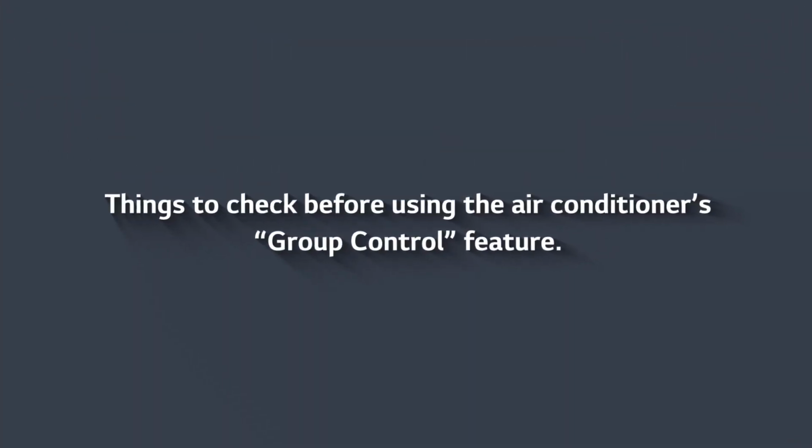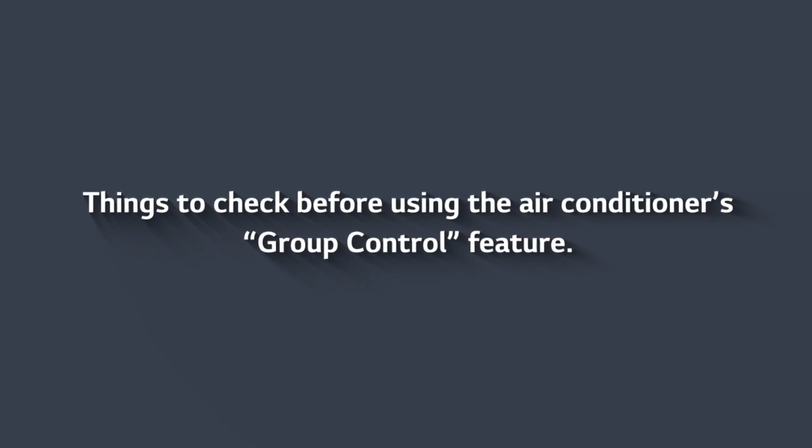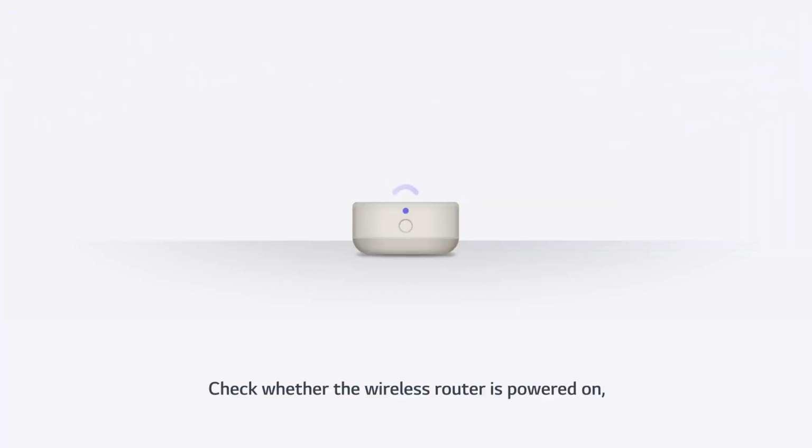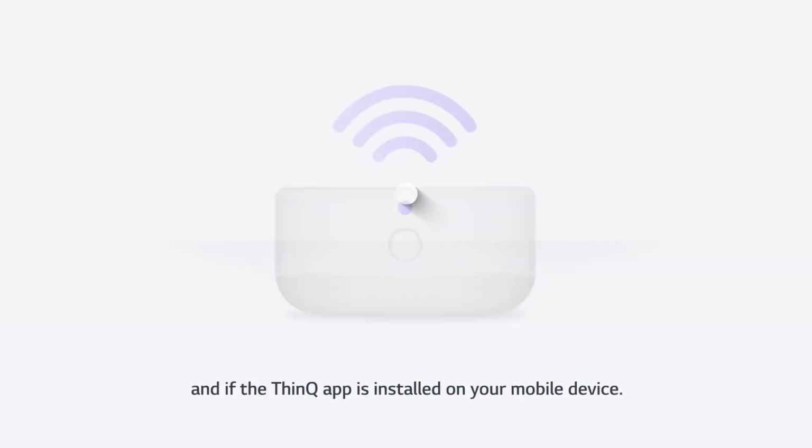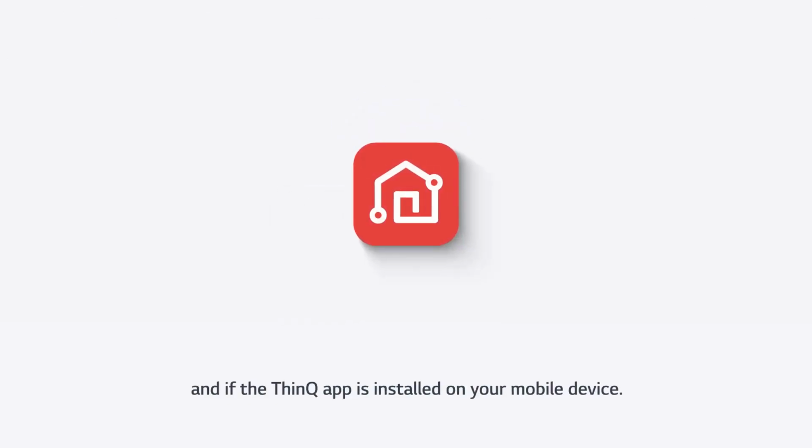Things to check before using the air conditioner's group control feature. Check whether the wireless router is powered on and if the ThinQ app is installed on your mobile device.